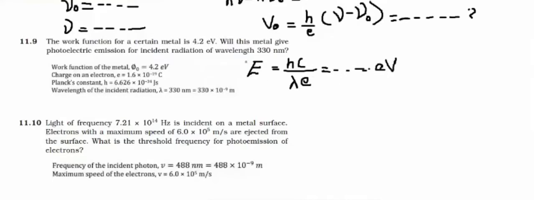Directly you can predict: if this energy, what you obtain here, is greater than 4.2 electron volts, then you will get photo emission. If it is less than 4.2 electron volts, then you will not get photo emission. So substitute the values and find; this method is comfortable, I feel. Here I think you will get a value less than 4.2 electron volts, so you will not get any photo emission. You have to calculate and verify it.